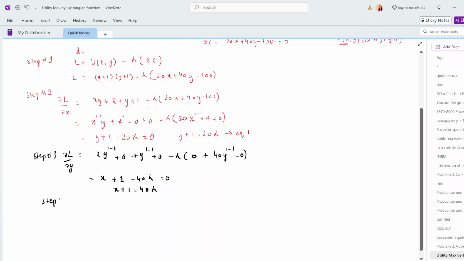Now we can move on to step 4. The third unknown here was lambda. Let's take derivative with respect to lambda.